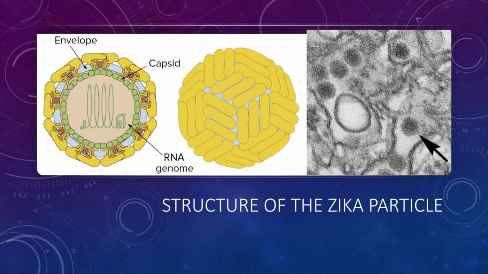Structure of the Zika particle. Each viral particle consists of a single-stranded RNA genome tucked inside a protein shell called a capsid, surrounded by an external sphere of membrane known as the envelope. As you can see in this image here, this represents the capsid, and right here is the RNA genome, and it is completely covered by the envelope. And in this picture, it's fully covered by the envelope.